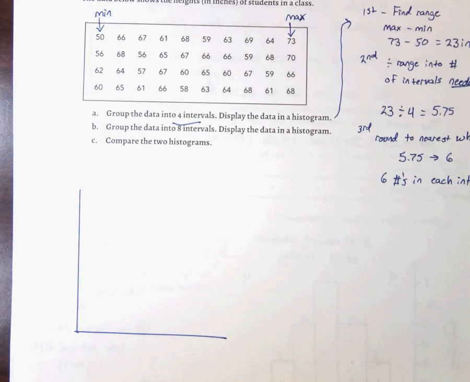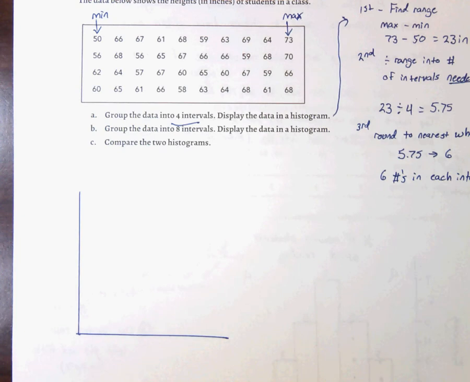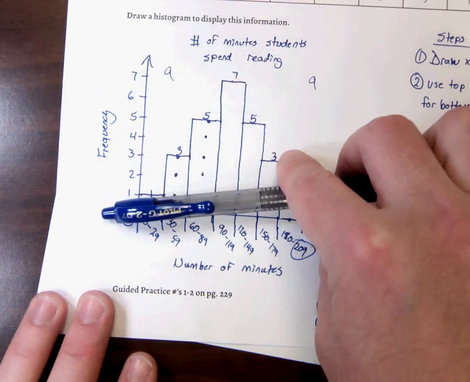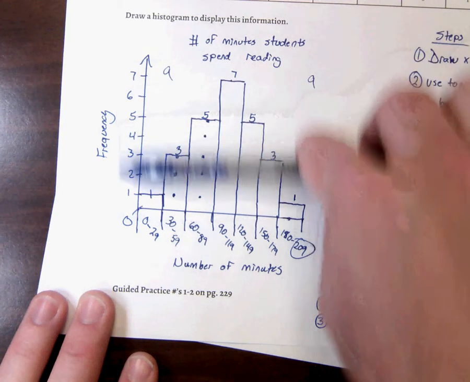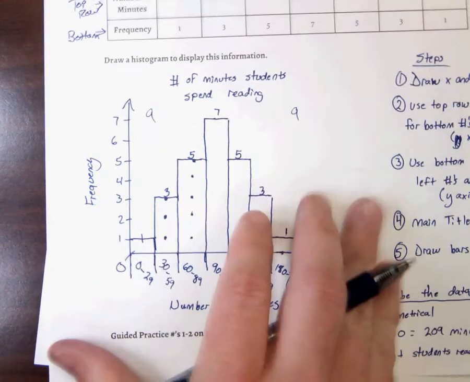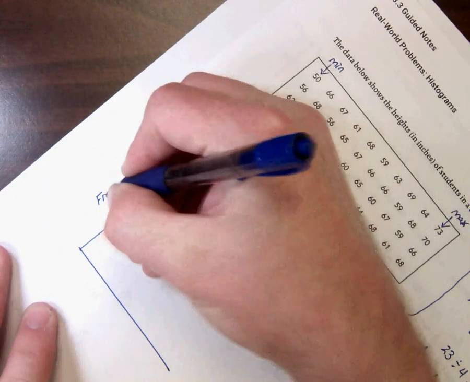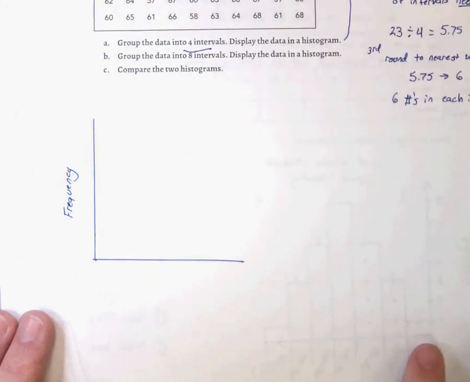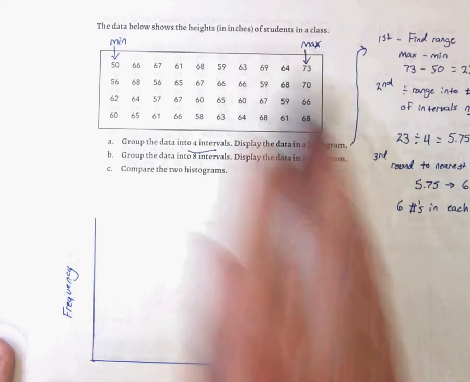Alright, let's look at the first side. This side is pretty much always going to be frequency. It always tells you how many times something happens. So our y-axis is going to be the frequency. Next, what are these numbers about? Well, they're the heights in inches of students. So that's going to be our x-axis title, heights of students. Don't forget units, inches.